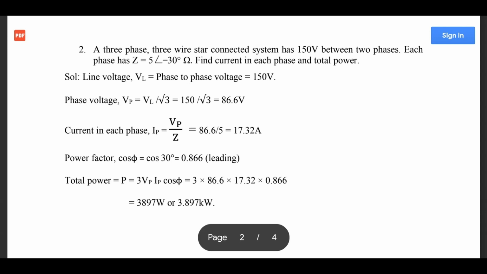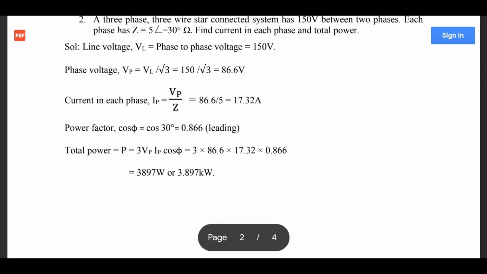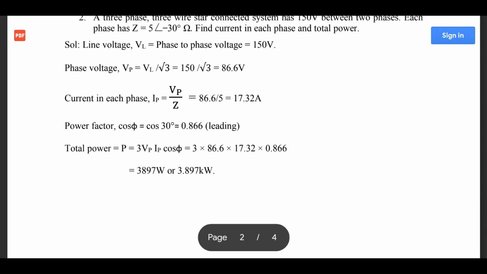Now the last part is to calculate the total power. Again, in the numerical, we should be smart enough that if the real power, reactive power, or apparent power is not defined or asked clearly, let's go for the real power.